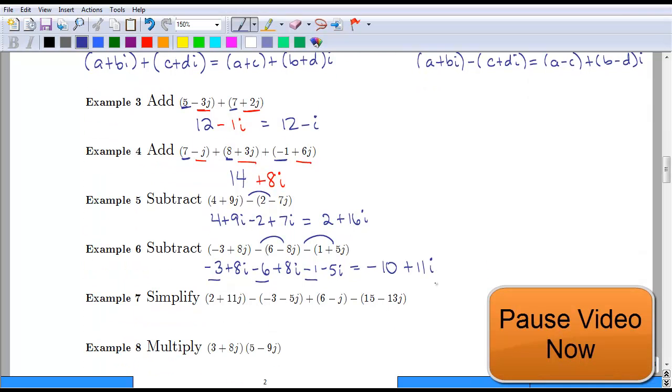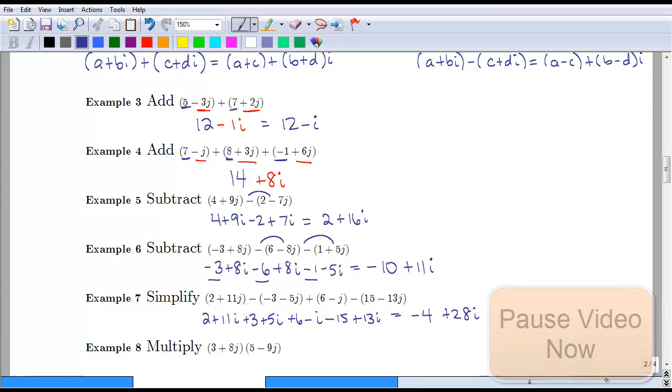So I want you to pause the video now and try example 7. For example 7, you should have come up with negative 4 plus 28i. Addition and subtraction is pretty straightforward.